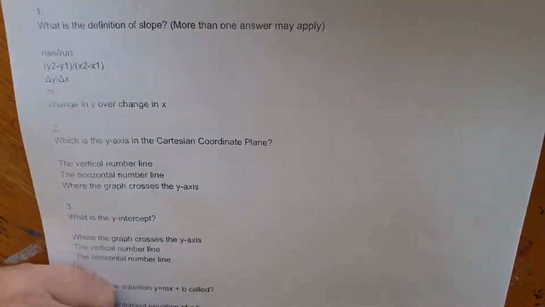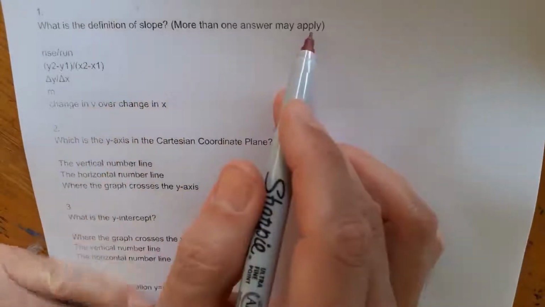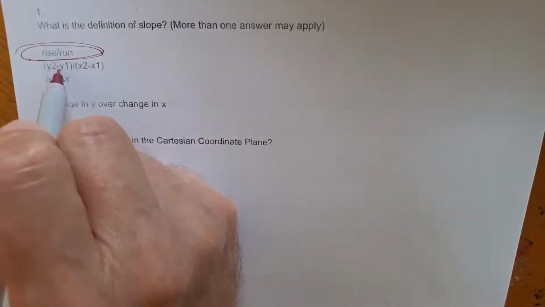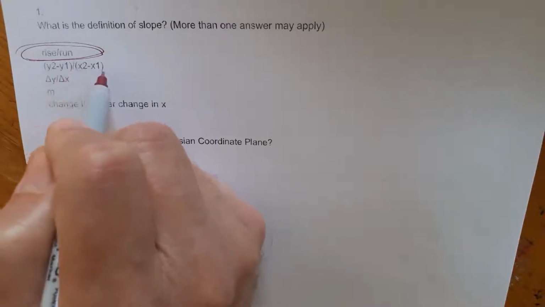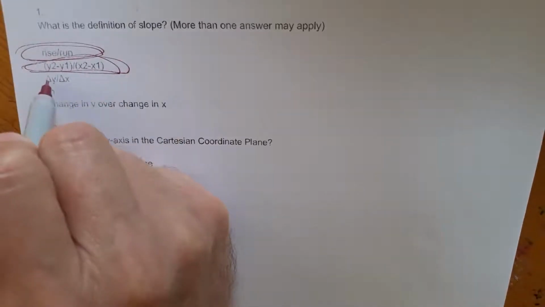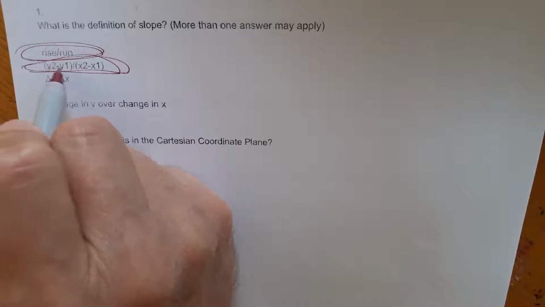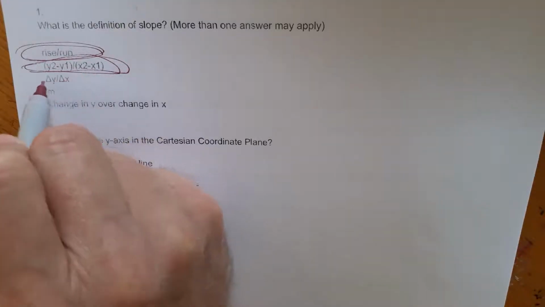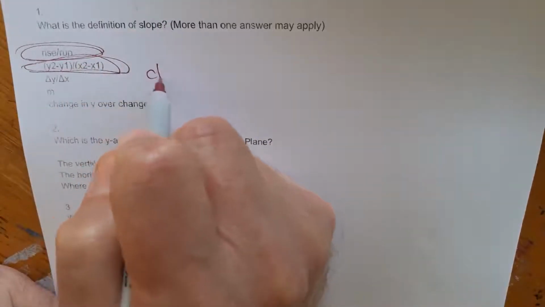Here we go. What's the definition of slope? More than one answer may apply. Well, it's rise over run. Well, it is y2 minus y1 divided by x2 minus x1. That's true. It's also delta y over delta x. That means y2 minus y1 over x2 minus x1. That's what delta means. Delta means change in.